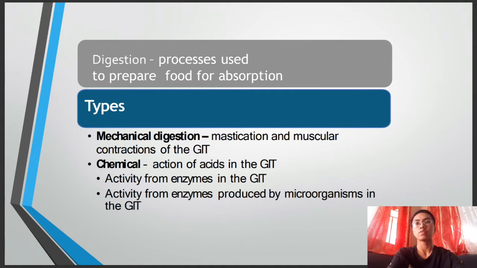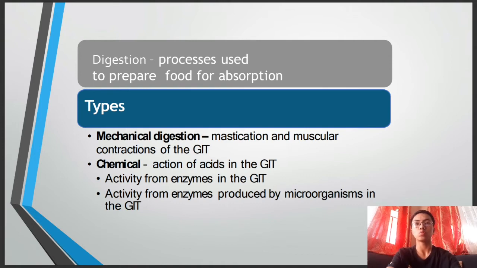Chemical digestion is the action of acids in the GIT and activity from enzymes in the GIT, including activity from enzymes produced by microorganisms in the GIT.